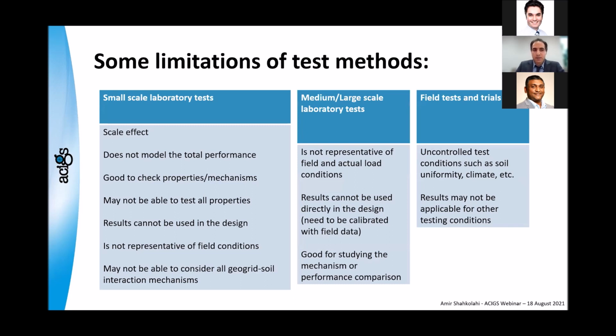Small scale lab test: the scale effect can be a problem. It does not model the total performance. It's good to check the properties and mechanisms, but may not be able to test all properties, of course. Results cannot be used directly in the design. It is not representative of the field condition and may not be able to consider all geogrid soil interaction mechanisms.